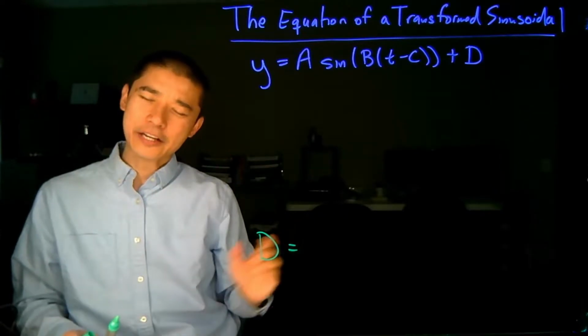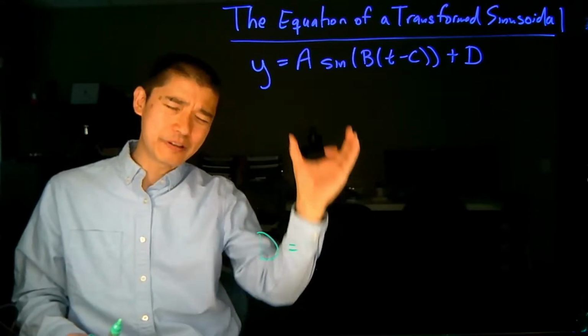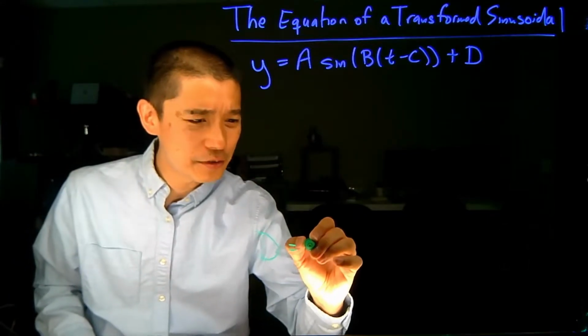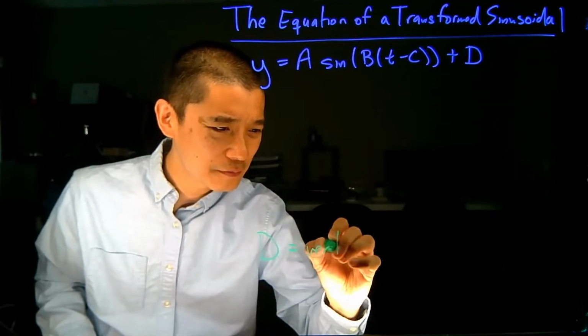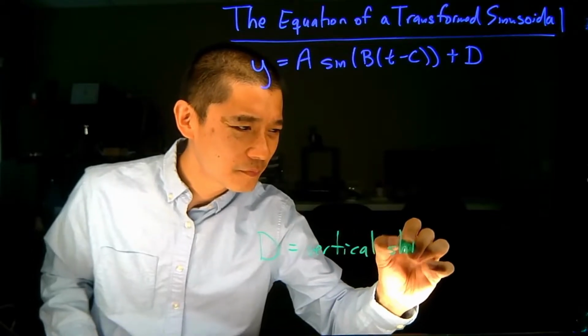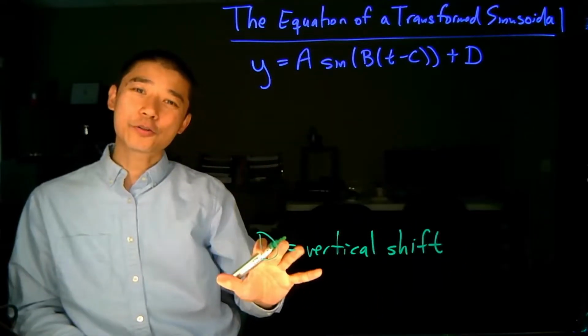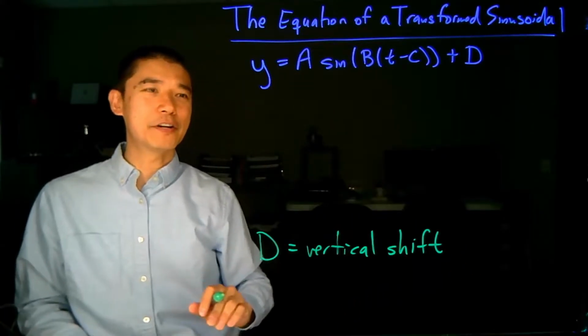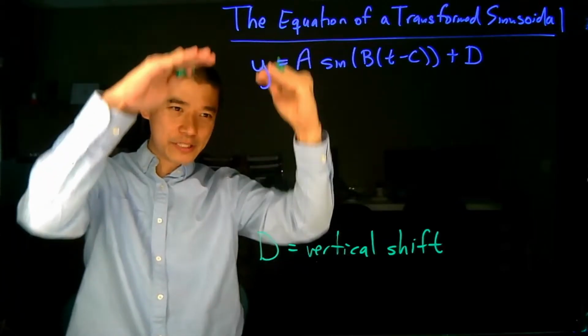Now, if you think about x squared plus 3, you should imagine that being a vertical shift. And so d corresponds to the vertical shift, which in this case also corresponds to the midline of the function, right? Vertical shift shifts that whole midline up or down.